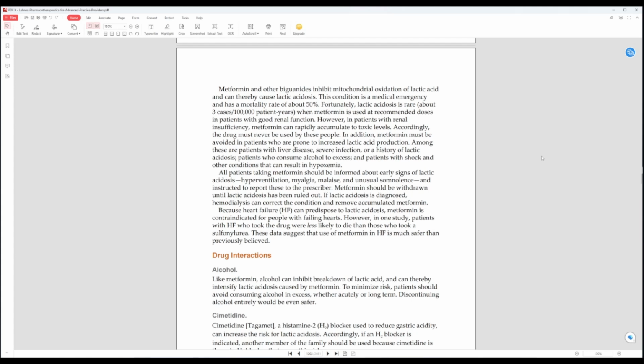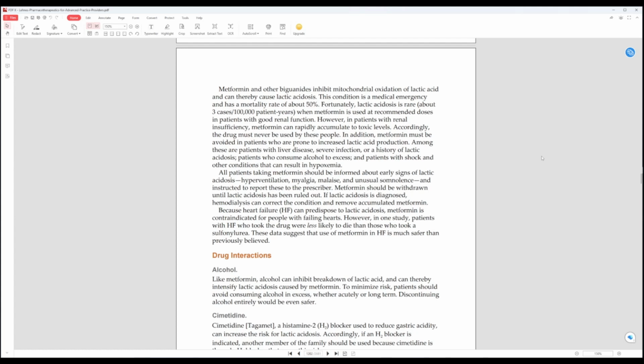All patients taking metformin should be informed about the early signs of lactic acidosis, namely hyperventilation, myalgia, malaise, and unusual somnolence, and instructed to report these to the prescriber. Metformin should be withdrawn until lactic acidosis has been ruled out. If lactic acidosis is diagnosed, hemodialysis can correct the condition and remove accumulated metformin. Because heart failure can predispose to lactic acidosis, metformin is contraindicated for people with failing hearts.